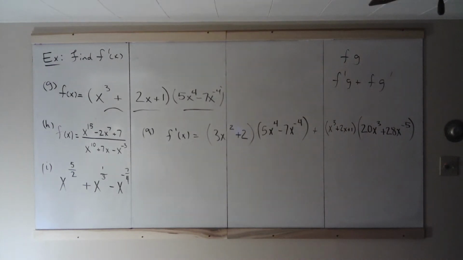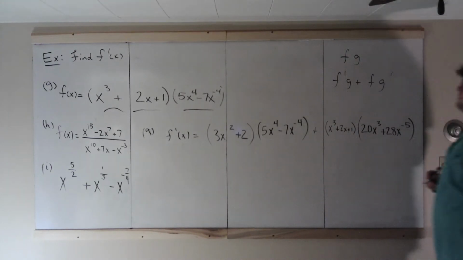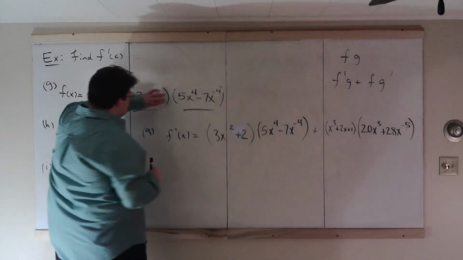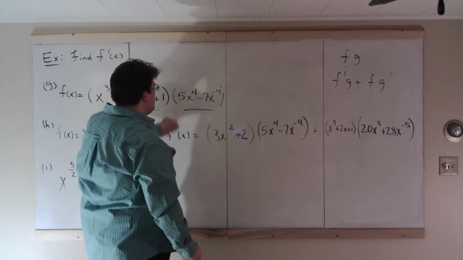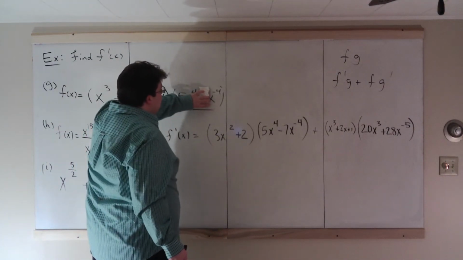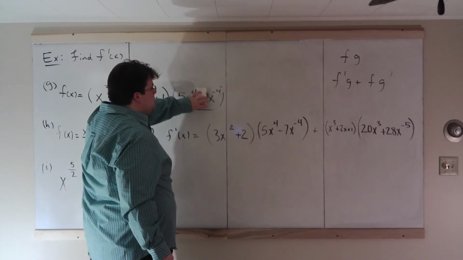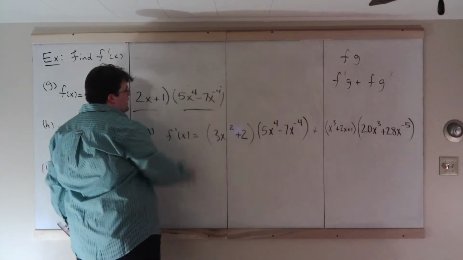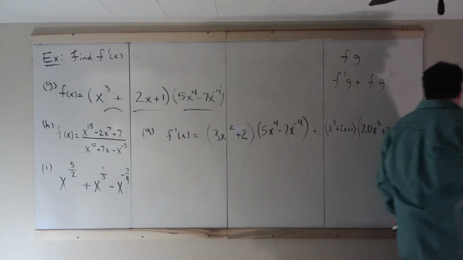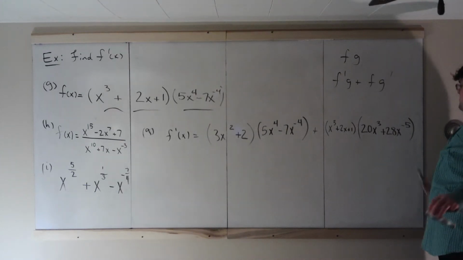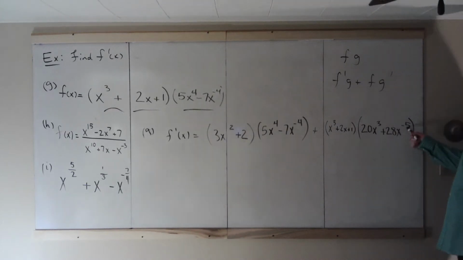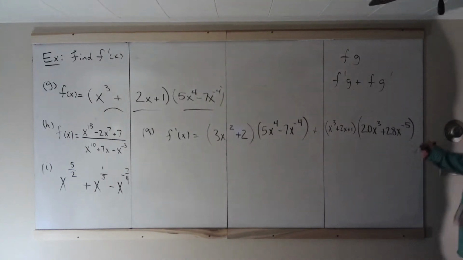20x cubed plus 28x to the negative 5. Where did that come from? Well, derivative of x to the fourth is 4x cubed. 4 times 5 is 20. What about the other thing? Well, derivative of x to the negative 4, negative 4x to the negative fifth. Negative 4 times negative 7 gives us positive 28. My guess is that probably half of you wrote a negative 3 here instead of a negative 5. That is a very common mistake to make once. I made that mistake when I first learned these.